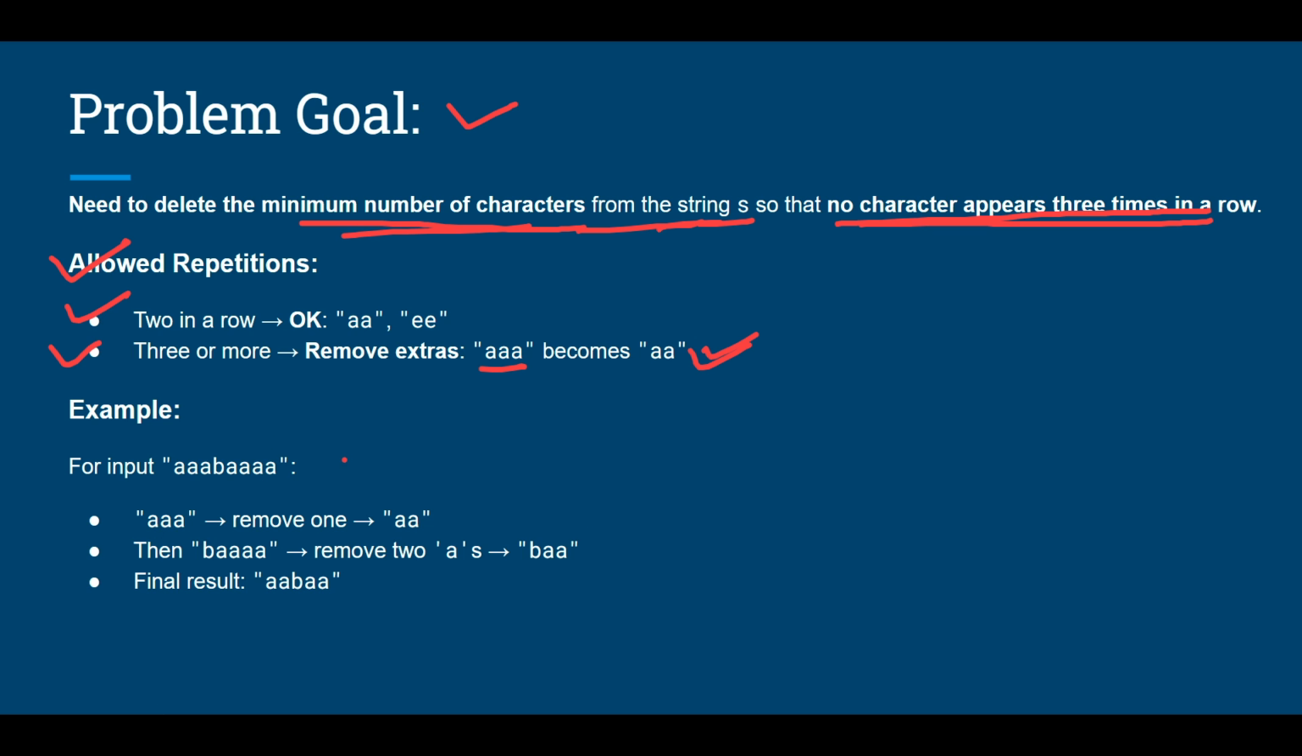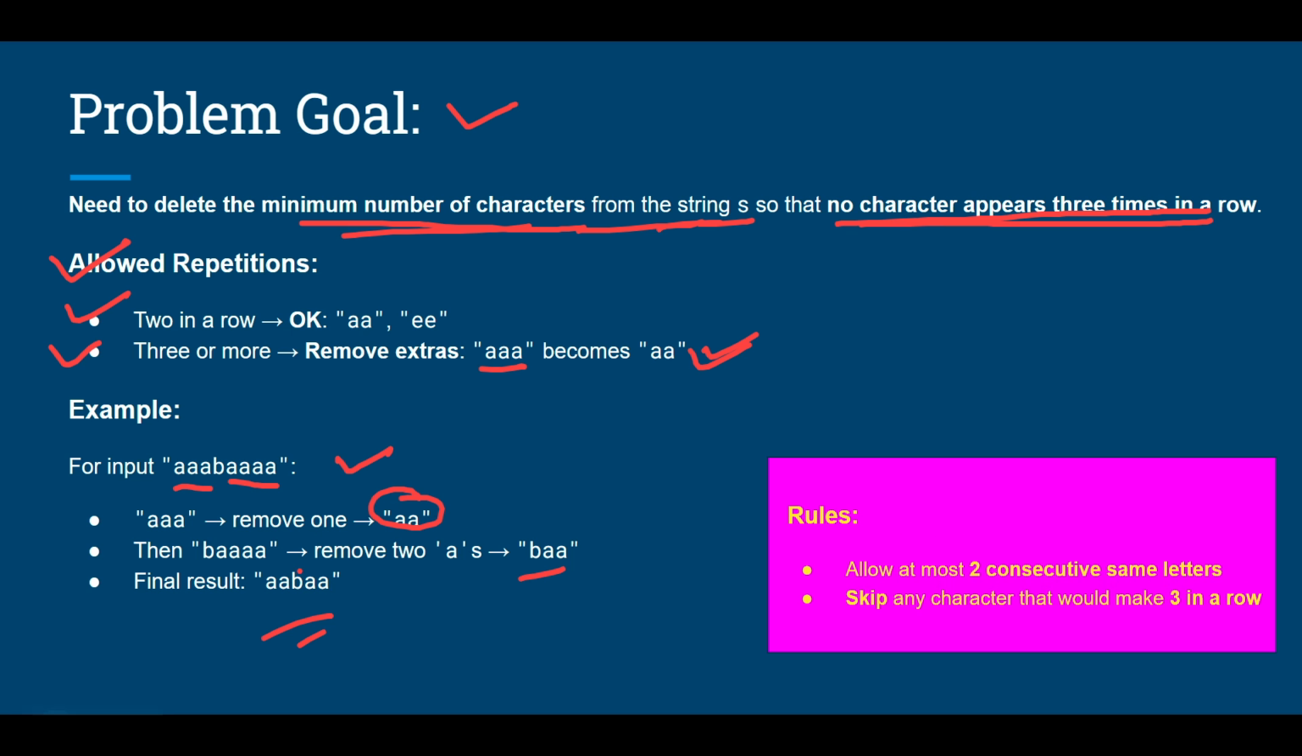So if we have this string, very first we have triple A here, so we'll remove one of them and make double A. Then again we have four times, so we'll remove two and make double B, correct? And so finally it is AABBA. So we have to make this result, and this result we have to return.